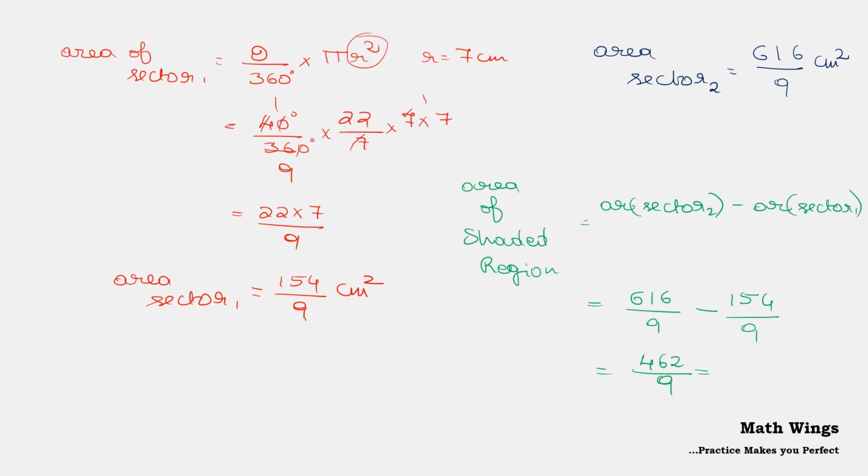So let us see if we can cancel this one. 3 3s are 9, 3 1s are 3, 15, 3 5s are 15, then 12, 3 4s are 12. Therefore, the answer is 154 divided by 3 centimeter square, and the answer is area of shaded region, that is equal to 154 by 3 centimeter square. Hope you all got this answer. Let us move on to the next problem.